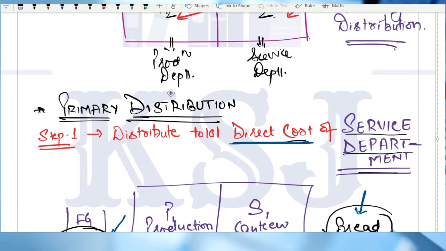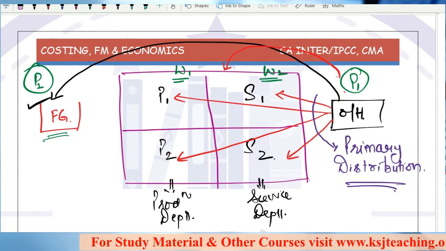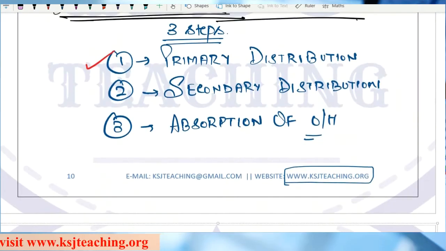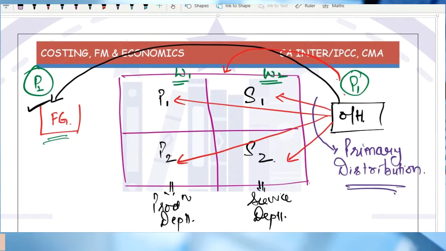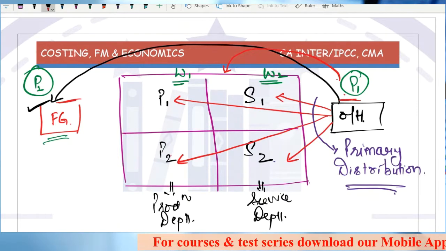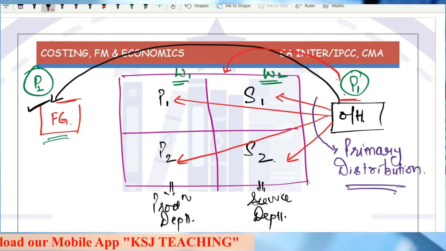Okay, let's continue with our discussion on overhead costing, chapter number 4 of Cost and Management Accounting. In the last lecture, we started with primary distribution, and I told you what primary distribution is: the distribution of overheads among all the departments, whether production department or service department. This is the first step in the distribution of overheads. We have to take these overheads from this position to this position, and for this we have various walls in between. So the first step is to distribute all the overheads between all these departments.